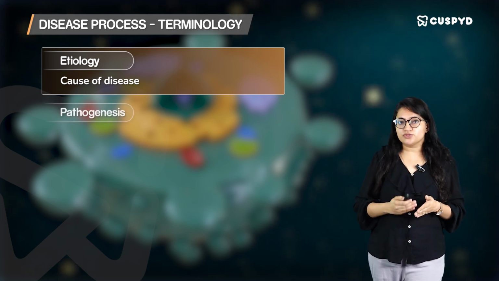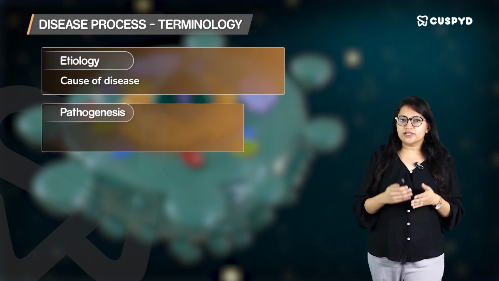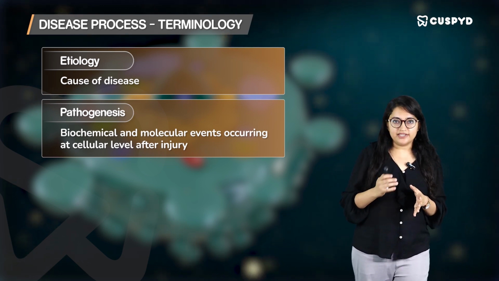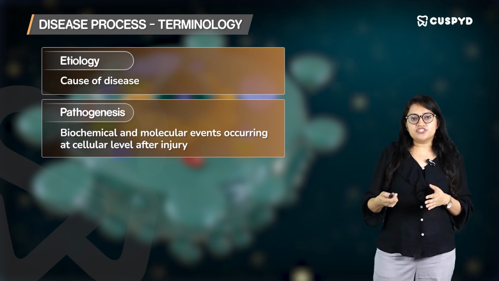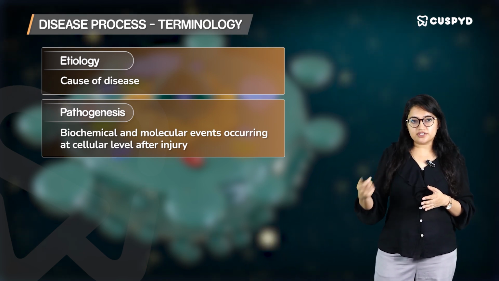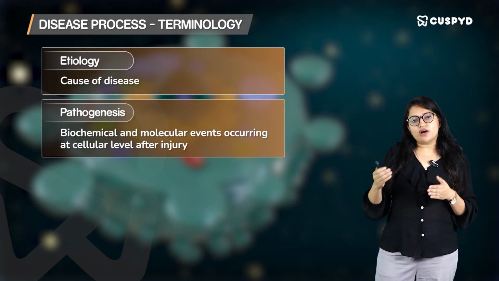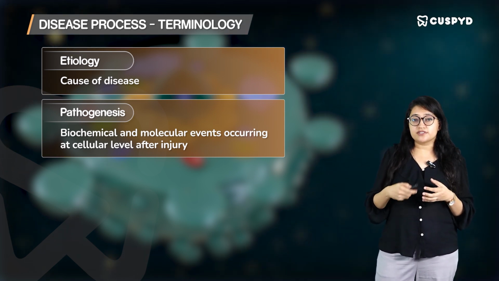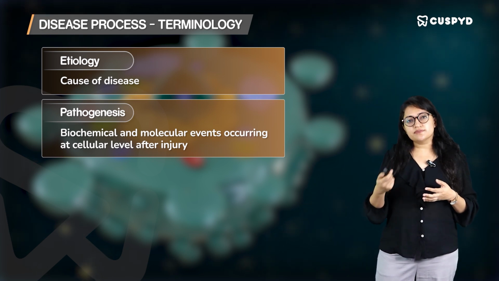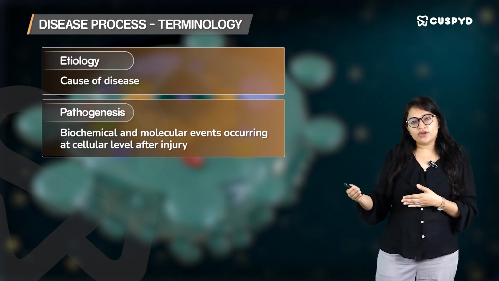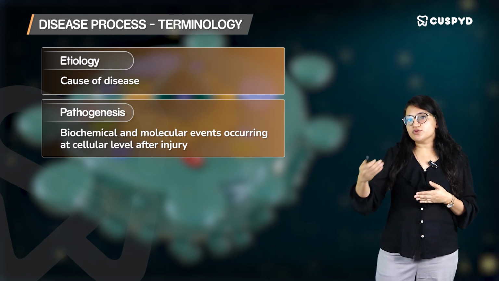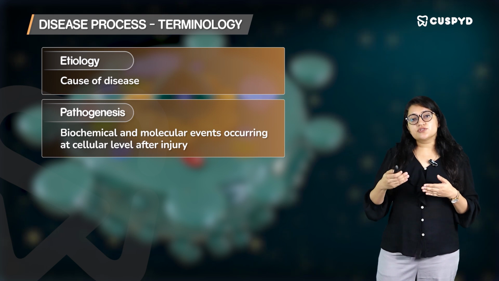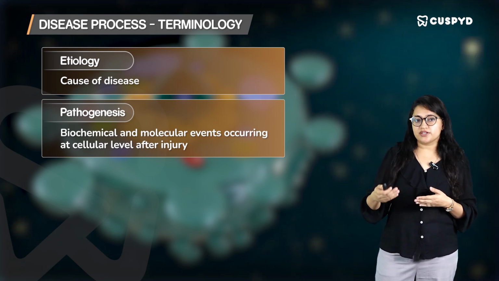Then there will be pathogenesis. Pathogenesis means all the biochemical and molecular events which occur at your cellular level after any injury. After your viral infection, which was the etiology or the cause of your disease, you are having some alterations in your body: increased protein synthesis, some immunoglobulin secretions, some cytokine production. All these are biochemical events occurring in your body in response to that viral infection. So this makes the basis of your disease. The basis of the disease is pathogenesis.